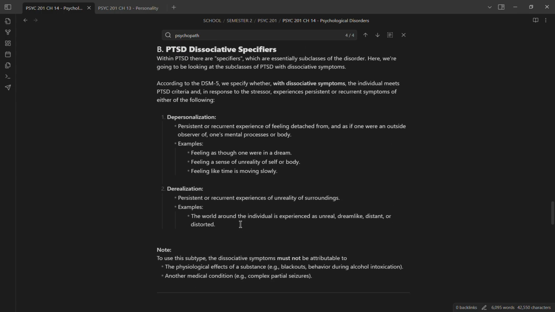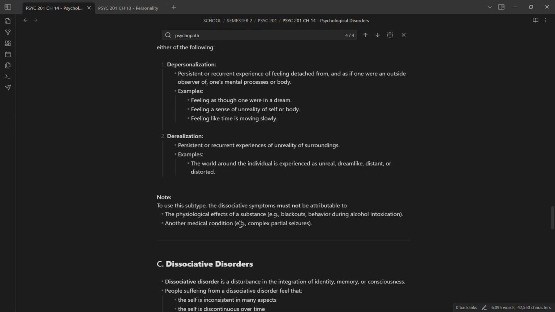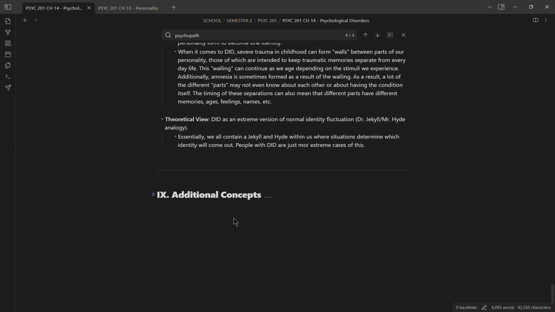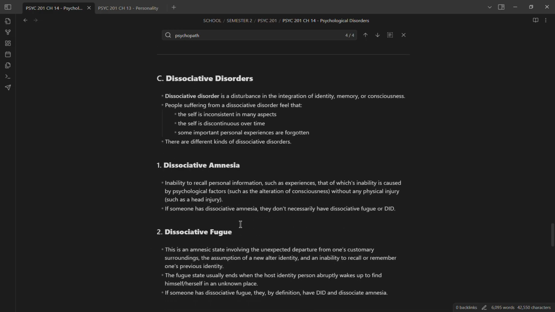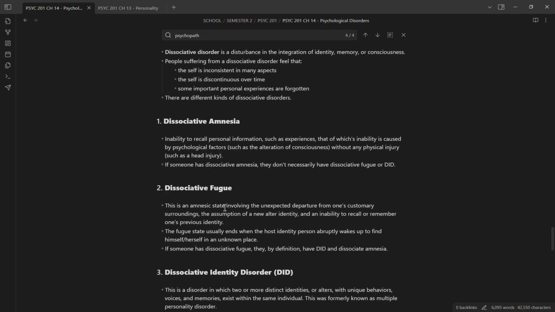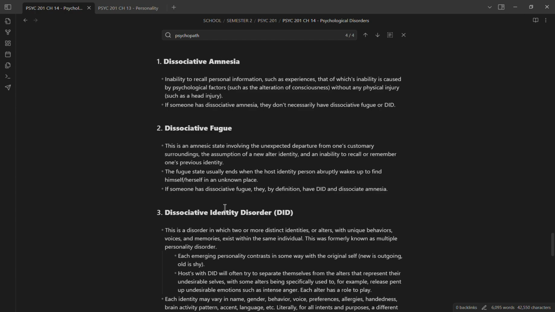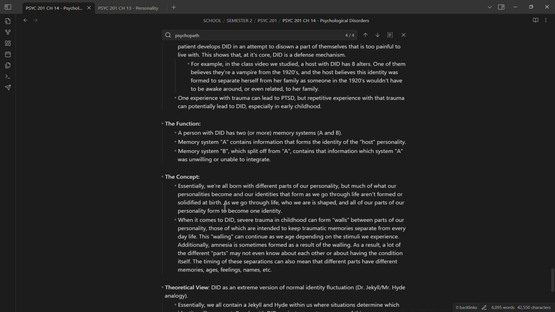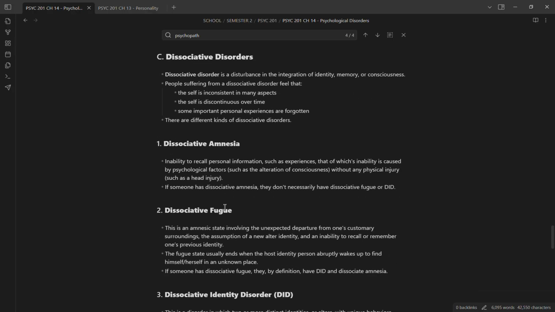Now that we've talked about PTSD and PTSD with dissociative specifiers, let's actually talk about dissociative disorders. So essentially dissociative disorders, they are disturbances in the integration of identity, memory, or consciousness. People suffering from them feel that the self is inconsistent in many aspects, the self is discontinuous, and some important personal experiences are being forgotten. There are different kinds of dissociative disorders. We'll talk about these. There's dissociative amnesia, dissociative fugue, or fugue, depending on how you say it, and DID point blank. So, just to go through these.